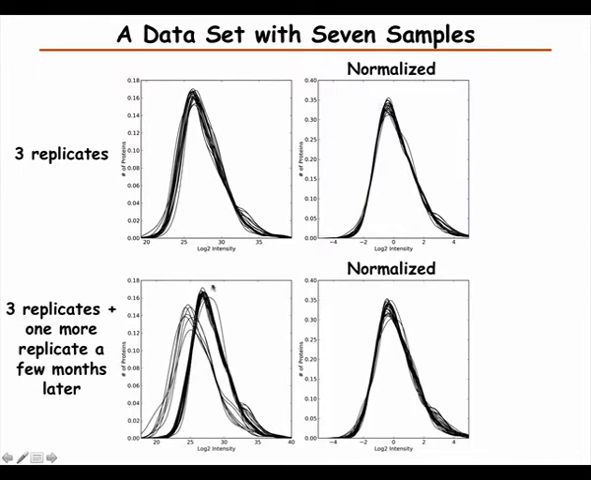But then in another case, we measure these 3 replicates, so that's the same. But then a few months later, we added another replicate, which was a little bit off here. But then with normalization, we can get it back, and we can then compare the data sets better.